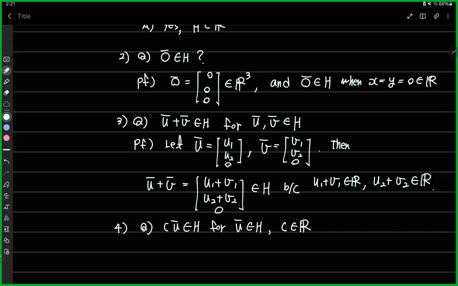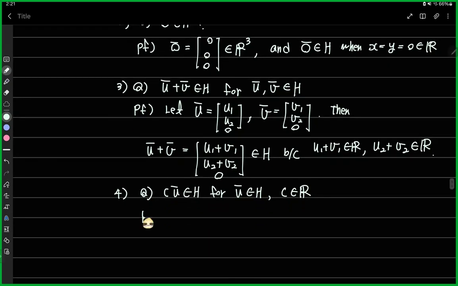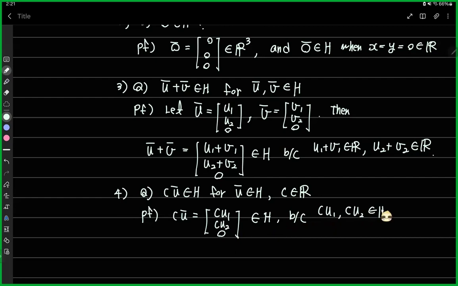That's also trivial, because c times vector u is equal to c times u1, c times u2, and 0. This is in H because c times u1 and c times u2 are in the set of real numbers.